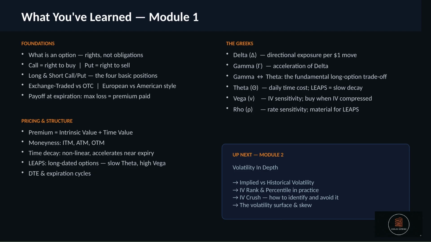In Module 2 we will go deep into volatility, historical versus implied volatility, IV rank and IV percentile in real-world practice, the phenomenon of volatility crush, the volatility surface, and skew. That is where great traders separate good entries from mediocre ones, and you will be ready for it.